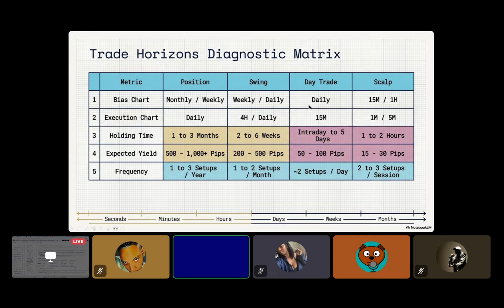For day trading, you're looking at the daily. For scalping, you're looking at the 15-minute and 1 hour. That's just for the bias. Okay? That's just the bias.